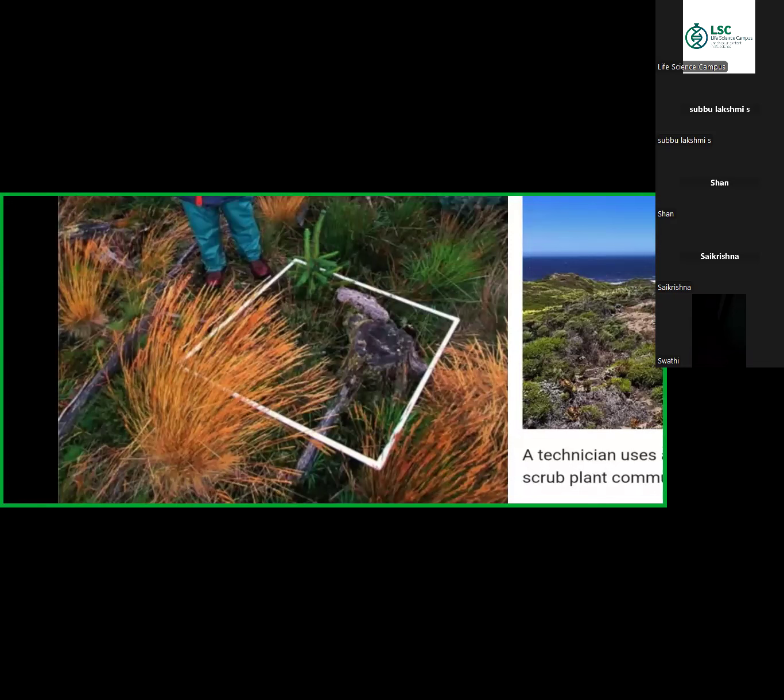Now we can count the number of plants or organisms present inside this particular square frame. But the drawback of this square frame is that we cannot count the large number of large trees. So it is impossible to count the number of large trees by using this quadrat method.